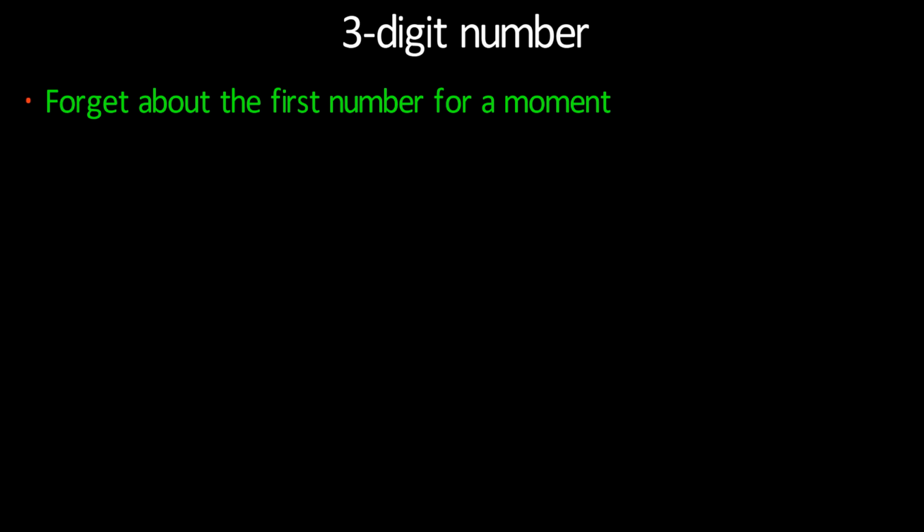Let's discuss three-digit numbers. First step, forget about the first digit for a moment. Now we have a two-digit number. Now just do the square of that number. For example, square of 327. Now forget 3 for a moment. We get 27. So square of 27 is 729.